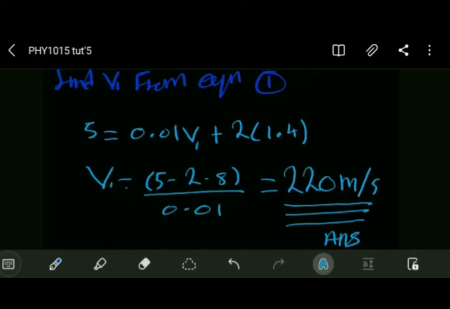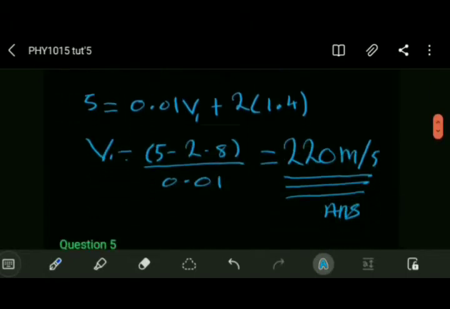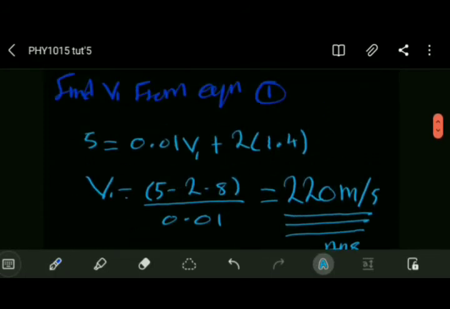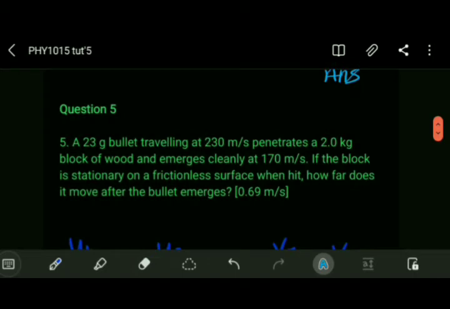Okay, all right, so I hope you're following through. You can actually try these on your own. They're quite easy. Okay, so question 5.